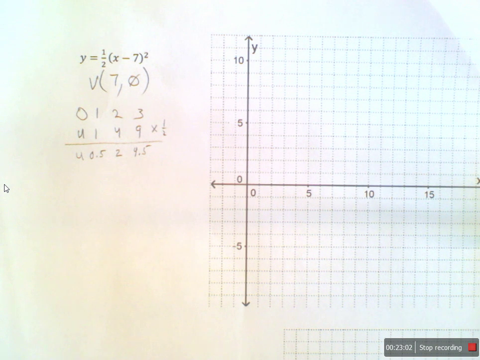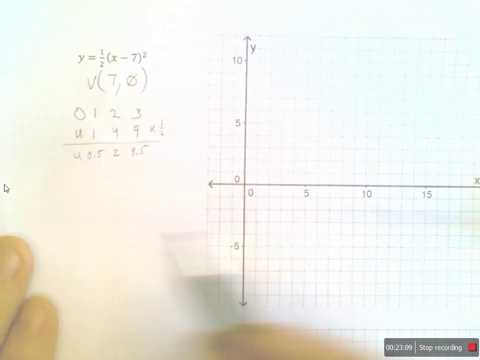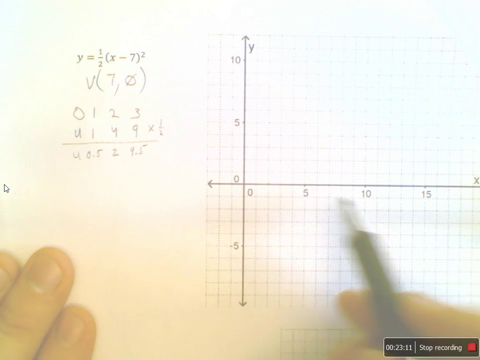Yes? Can you also do divided by 2? Yeah, that's what we did. Yes. Multiply by 1/2 or divide by 2. Yep, absolutely. Okay, so let's plot our vertex over 7.